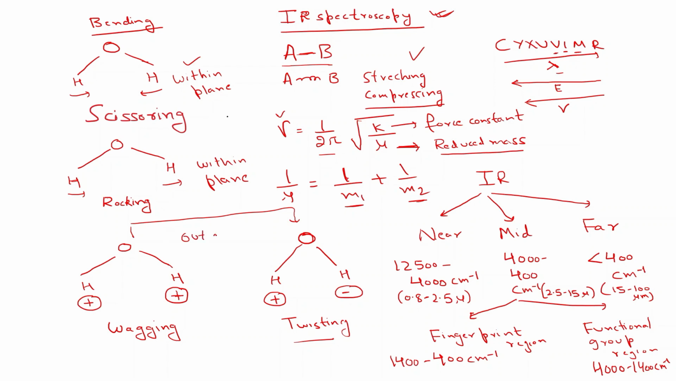This is out of plane vibration. So this type of vibration can happen, and this vibrating frequency is given by 1 by 2 pi root of k by mu, where mu is the reduced mass.